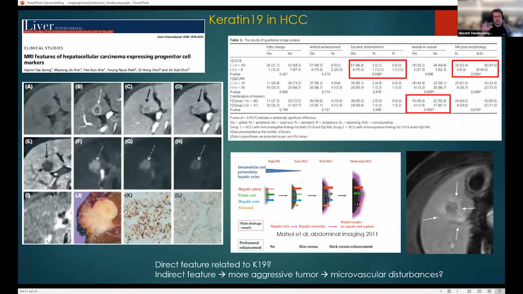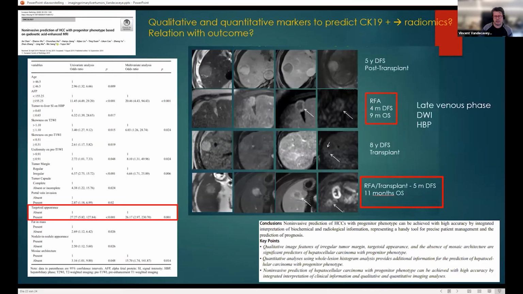No, because there was this study in the past that didn't gain much attention, on hepatocellular cancer with progenitor cell markers. They look a bit like a mixed tumor, but they are hepatocellular cancers. And we don't know yet if this is a direct feature related to the K19 positivity or an expression of enhanced aggressivity, microvascular invasion in the periphery of the tumor. We have to take this into account because likely it will correlate with survival of the patient.